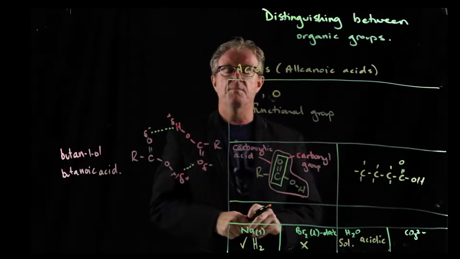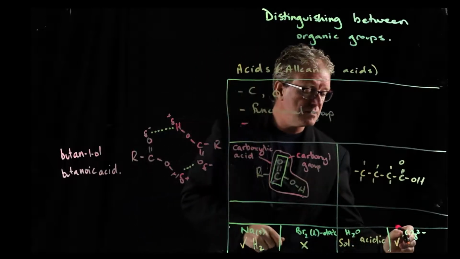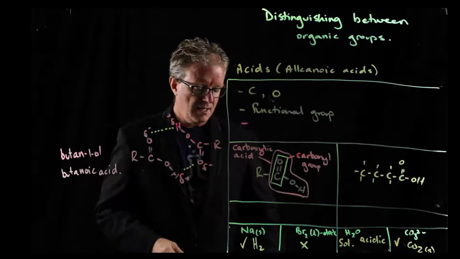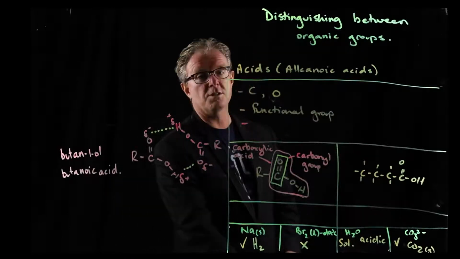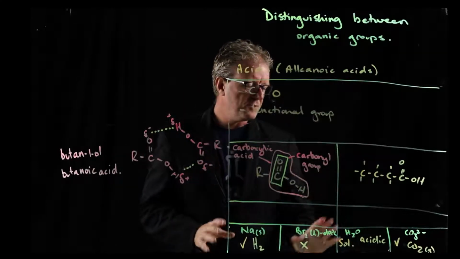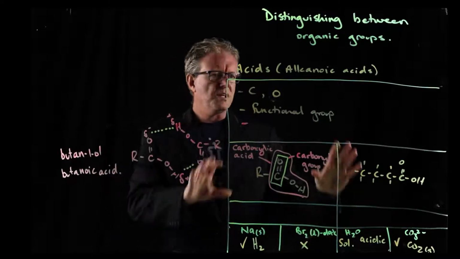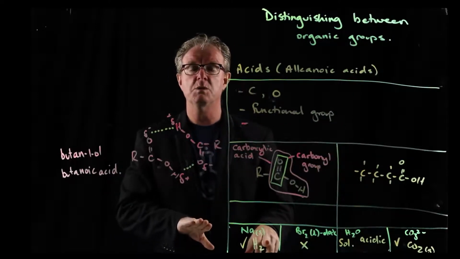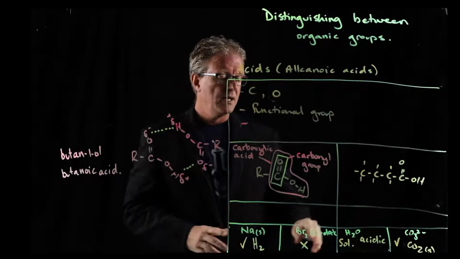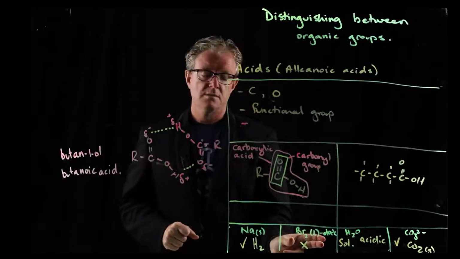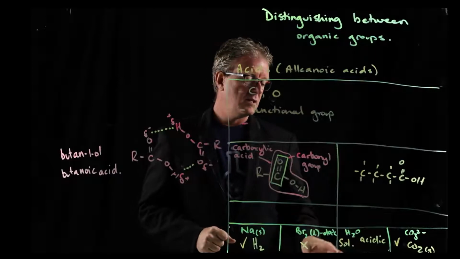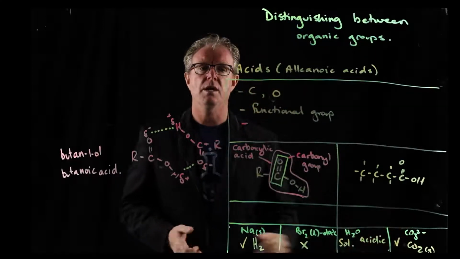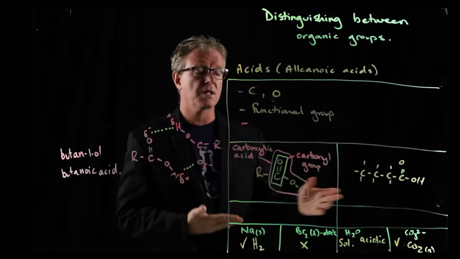What about reaction with a carbonate? Yes, it does, and it produces CO2 gas. So we can see here that with an acid group, the metal test does not help us distinguish between an alcohol and an acid. Neither does the bromine water, but these two do, right? Specifically the carbonate, okay? Because alcohols don't react with carbonate.